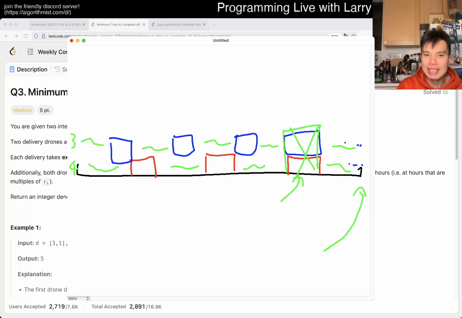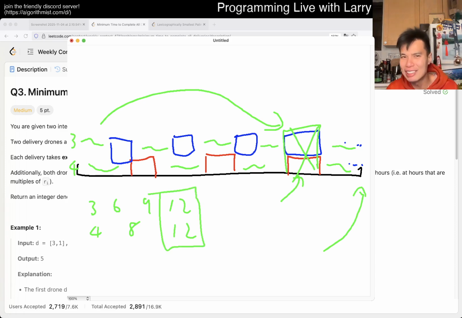Then that means that they match on every 12, right? Because if you write out 3, 6, 9, 12, you have 4, 8, 12. I'm not going to go over how least common multiple works, because if you're attempting a Q3, you should know this is how you figure out how many times they overlap, right? By getting the least common multiple, and we know that this happens every 12 times, say, which is the LCM.